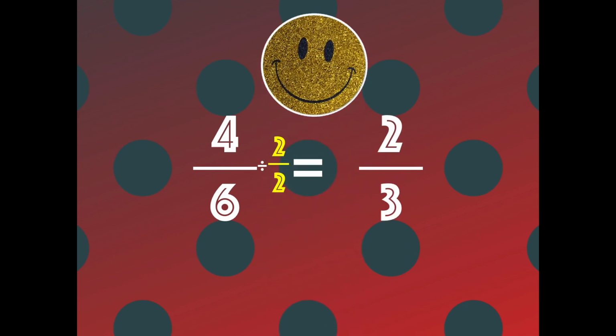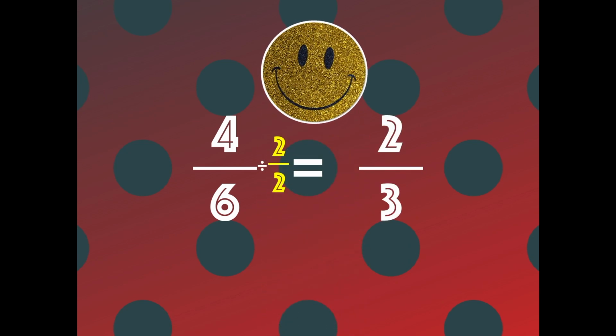How about simplifying 4/6? What's the largest number that divides out of both 4 and 6? Did you say 2? That works. 4 divided by 2 is 2. 6 divided by 2 is 3. 2/3 is a simpler but equal way of saying 4/6.